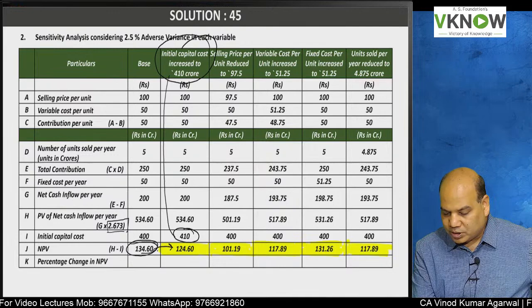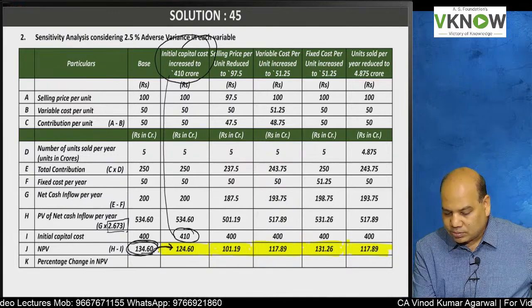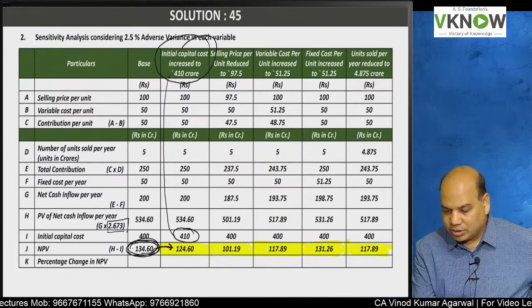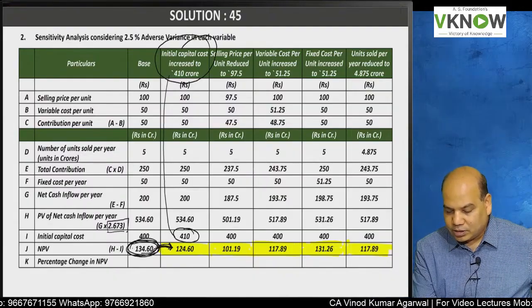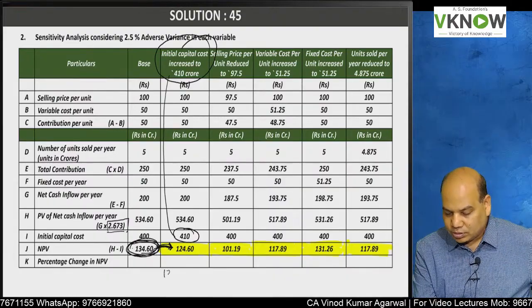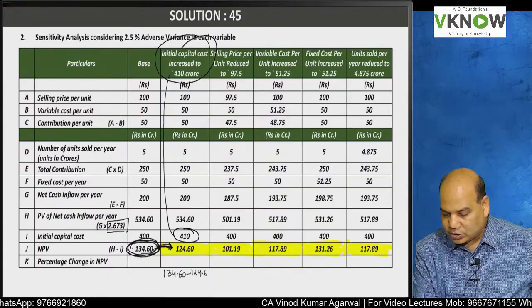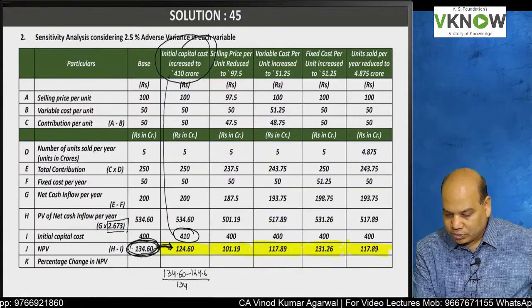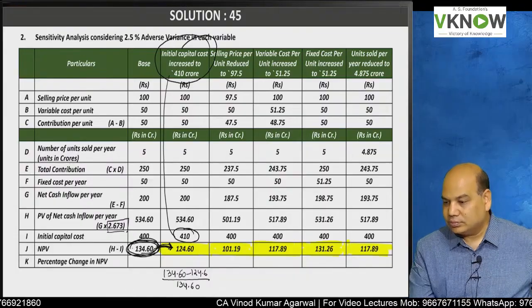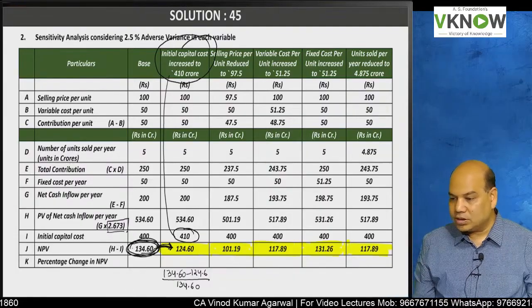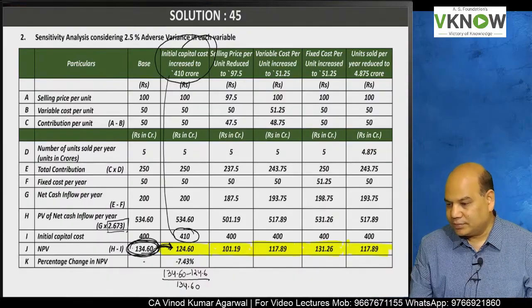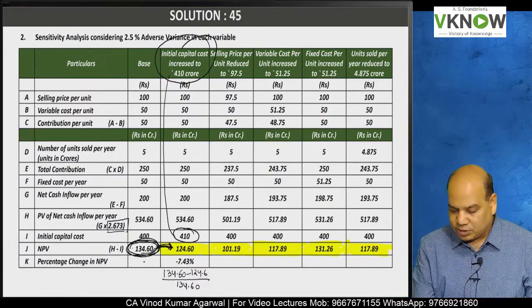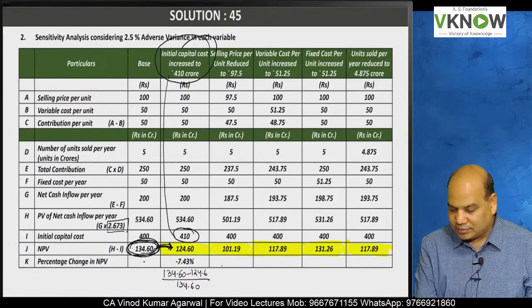So you have to compute percentage change. Take the base in the denominator, calculate the difference between these two, divide by 134.60. So your calculation will be 134.60 minus 124.60 divided by 134.60. Please give me the answer now. Will it be negative 7.43% because it has gone down, minus sign.